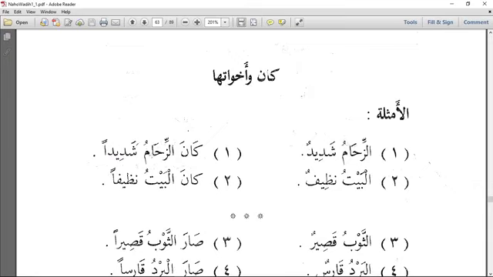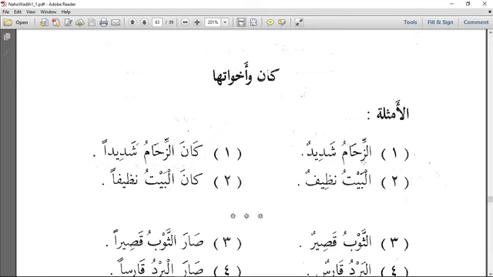Our mubtada takes raf'un, while the khobar takes nasbu when kana comes to it. So it gives the second one nasbu, and it is called khobaru kana. So our ismu kana here is az-ziham. Our khobaru kana here is shadidan.